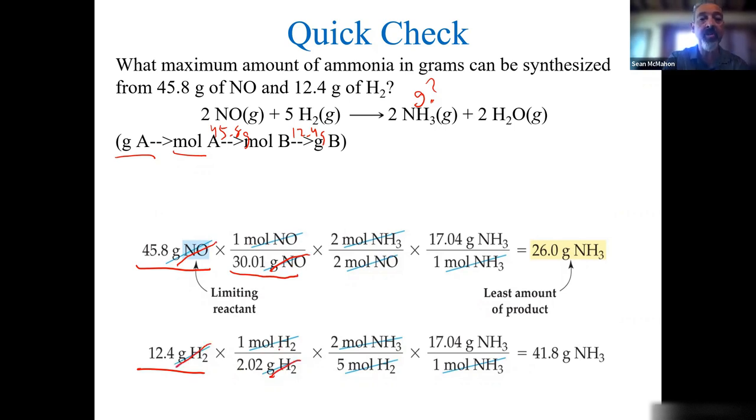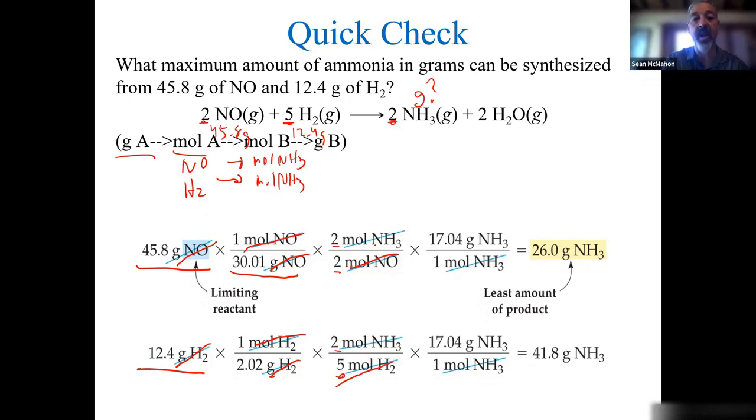Now that I have the moles of each, so I have moles of NO and I have moles of H2, I convert both of them to moles of NH3. So how do I do that? My balanced equation mole ratio. There's 2 moles of NO per 2 moles of NH3. So now that cancels. And then if I go down here, I look for 5 moles of hydrogen, there's 2 moles of NH3. So now the moles of hydrogen in this calculation cancel. So I'm left with moles of ammonia.